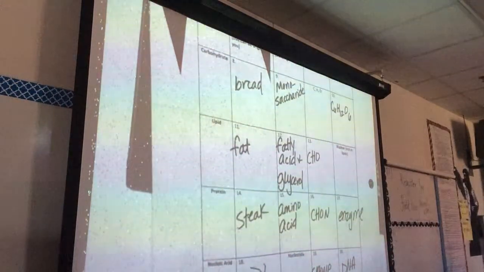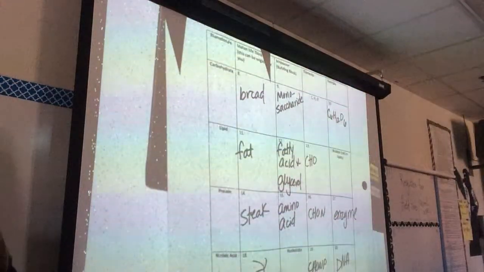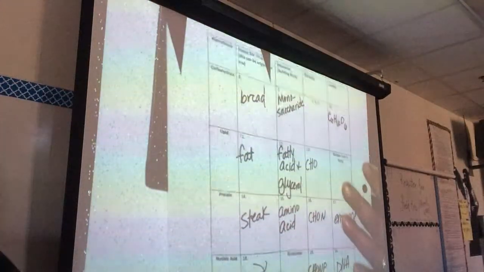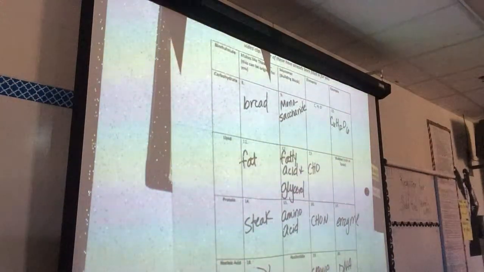We've got a grid on the back that we're going to fill in the missing information from. Yes. Carbohydrate makes me think of bread. The monomer of a carbohydrate is a monosaccharide. Mono means how many? Saccharide means sugar. So monosaccharide is just one sugar. The elements are C, H, and O.